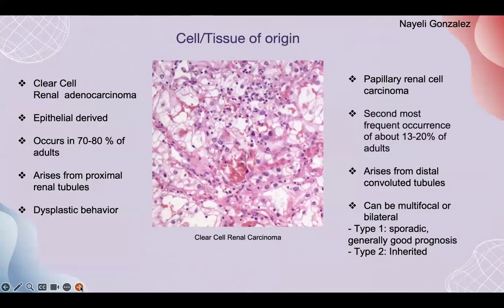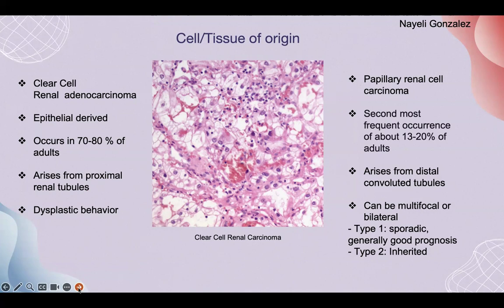And then this is a picture of clear cell renal carcinoma, which is the most common in adults. It's also called an adenocarcinoma because it derives from the glandular tissues, which line the kidneys. And the origin of this is the proximal renal tubules. This is where the body's filtration system is happening. The tissue can also present as dysplastic behavior, meaning that we don't see the tissues nicely aligned or staggered.